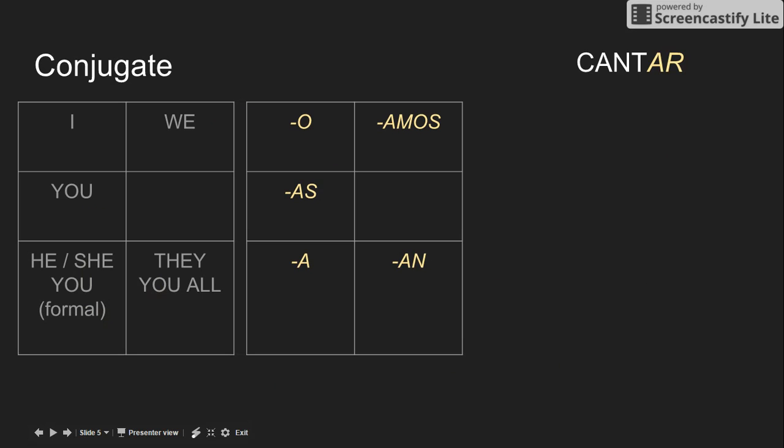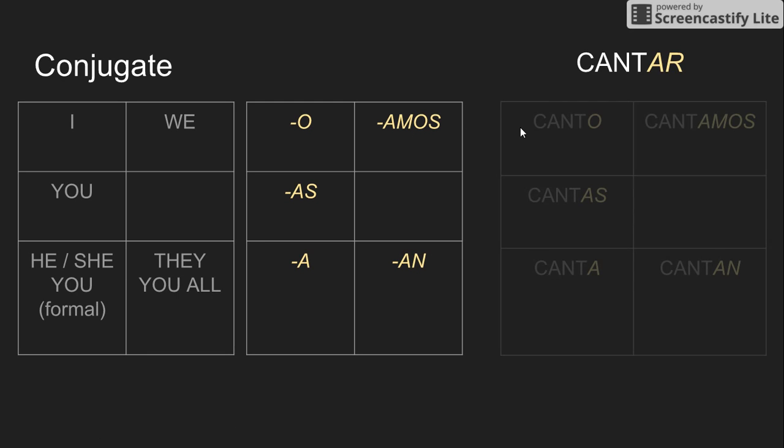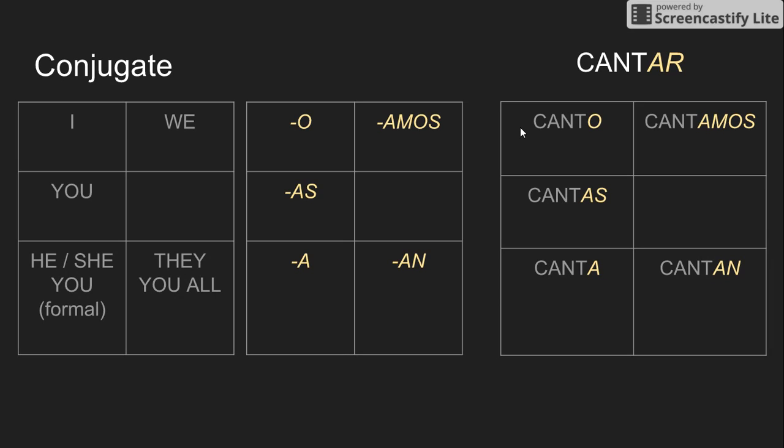Now let's go into a quick little practice just to see how you do with cantar. A review. So you can pause the video, write this down quickly. What you'll do is just substitute these two little yellow letters with the ones here to indicate who's singing or who sings. Your answer should look like this.